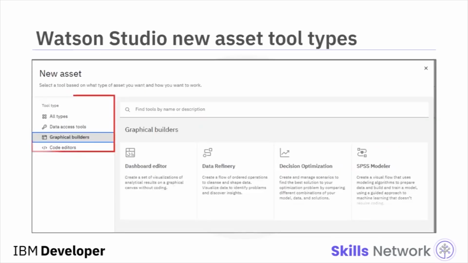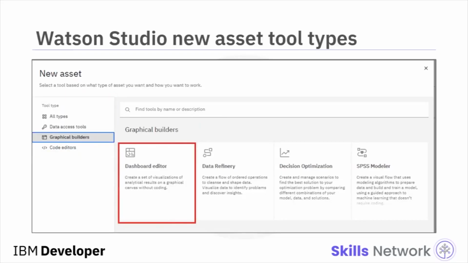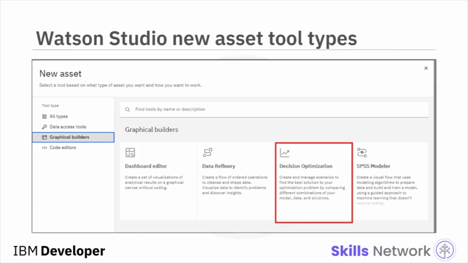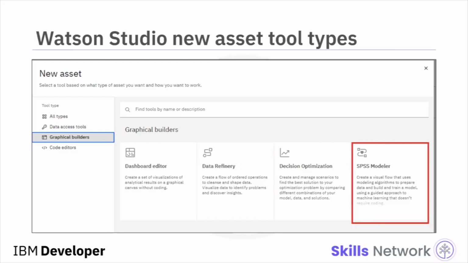From the Asset tab, you can use graphical builders, like Dashboards Editor, to create a shareable visualization in the dashboard, or Data Refinery to create flows to refine data. Decision Optimization has the Decision Optimization Model Builder to solve scenarios. And with SPSS Modeler, you can quickly develop predictive models and deploy them into business operations to improve decision-making.